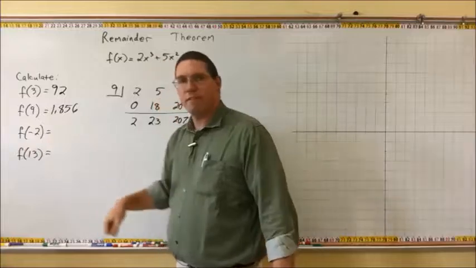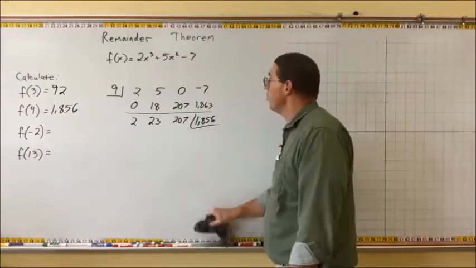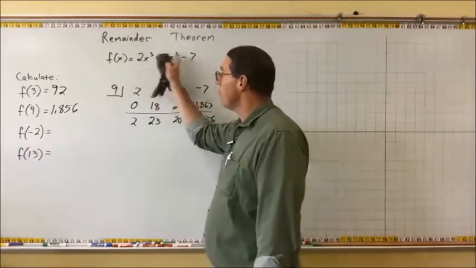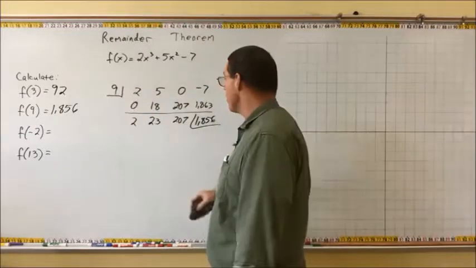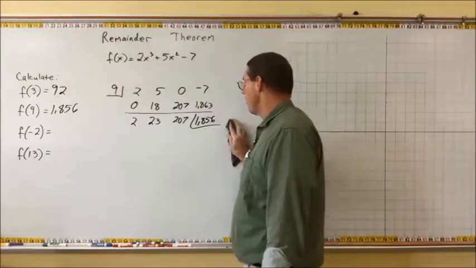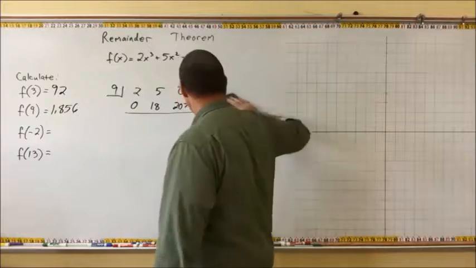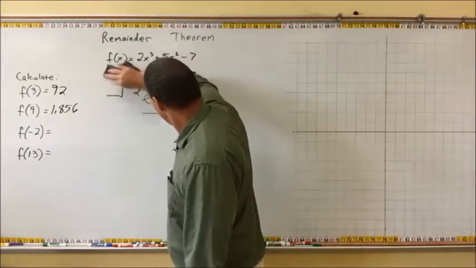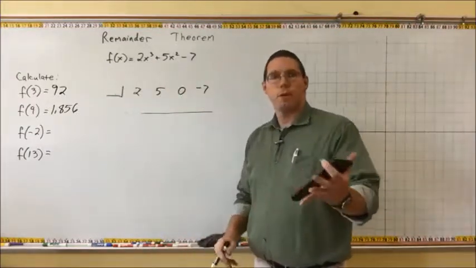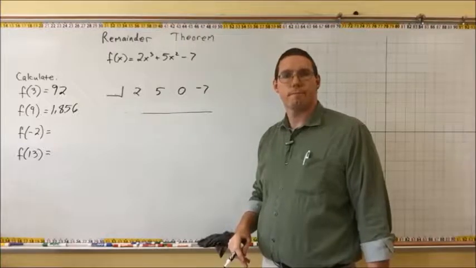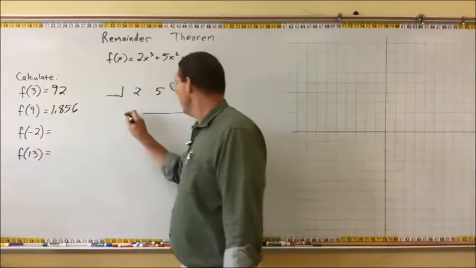All right? Let's do negative 2 now. Let's find out what f of negative 2 is. You're plugging negative 2 into this function, but instead of plugging it into the function, you're using synthetic division and looking at the remainder. So we'll erase here, erase here, erase here. Go ahead and try it on your own. All right, let's see how you did.